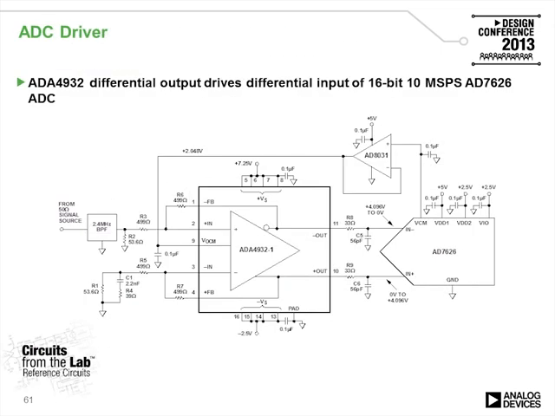Another example of an ADC driver for wider bandwidth signals includes the ADA4932. In this case it is shown driving the input of a 16-bit 10 megasamples per second ADC, the AD7626.